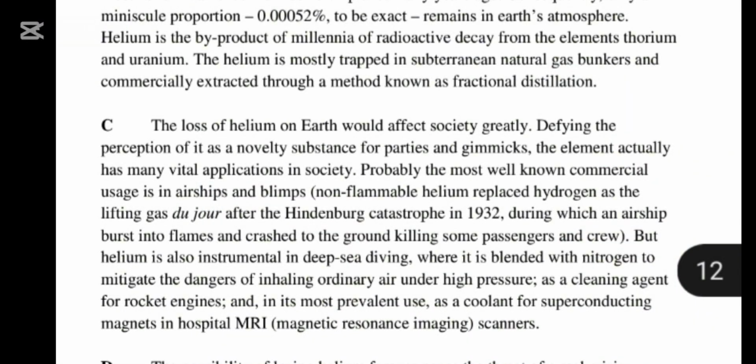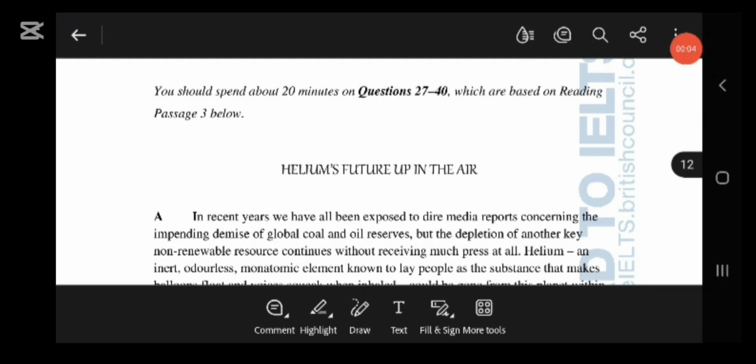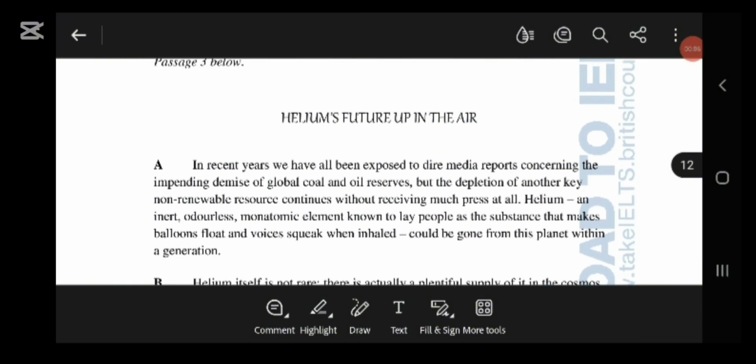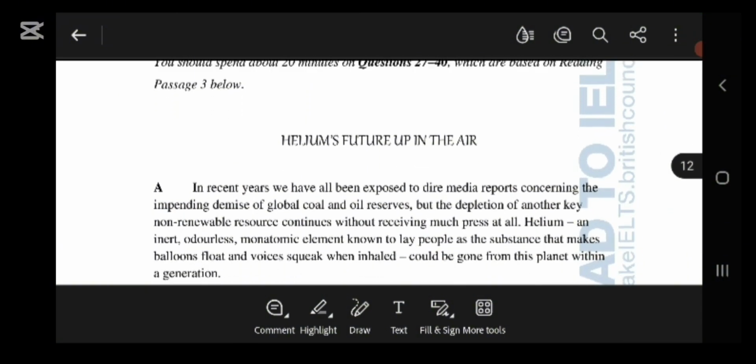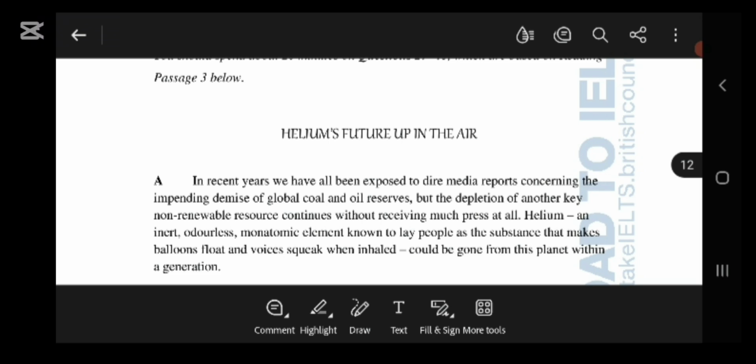Okay, so now that we have taken note of the titles, time to look at each paragraph. Right, so you see, in recent years we have been exposed to dire media reports concerning the impending demise of global coal and oil reserves.